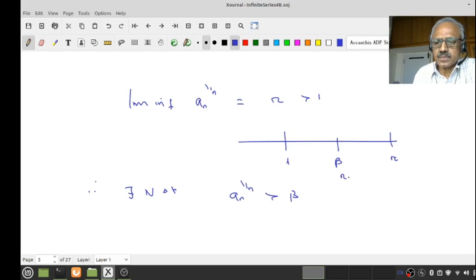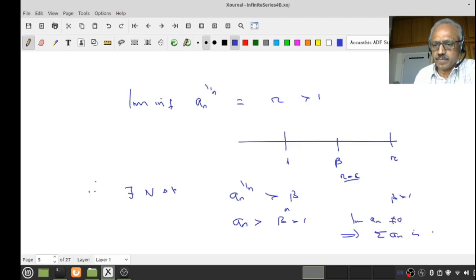This is something like r minus epsilon. That means a_n is greater than beta to the power n. Since beta is greater than 1, beta to the power n is greater than 1, therefore the limit of a_n is not 0. That implies the summation of a_n is not convergent. So you can see my results are more powerful.